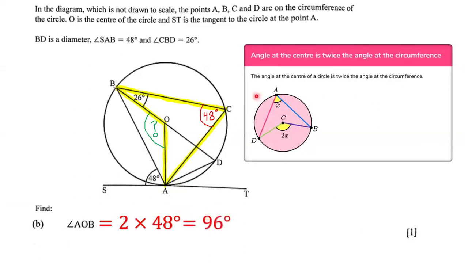And that's because the angle at the center is twice the angle at the circumference. If the angle at the circumference is x, the angle at the center is 2x. In this case, the angle at the circumference is 48 degrees, so the angle at the center is 2 times 48 degrees, which is 96 degrees.